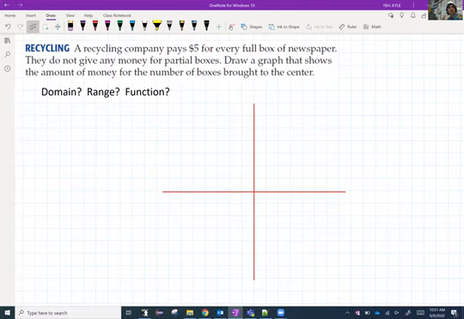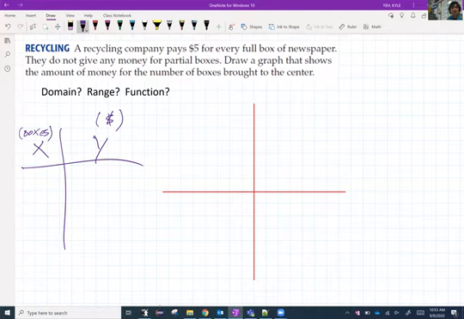This is a tough one, but I want you to pause the video. You don't have to do it necessarily, but think about it, process it, see what that jump will be. If we bring in half a box, we get nothing. If we bring in 1 box, we get $5. What happens if we bring 1.5 boxes? What happens if we get 2 boxes? Think about that. Pause the video for 30 seconds, 60 seconds, come back and we'll work this out. All right, now that you've had a chance to think about this problem, let's get going.